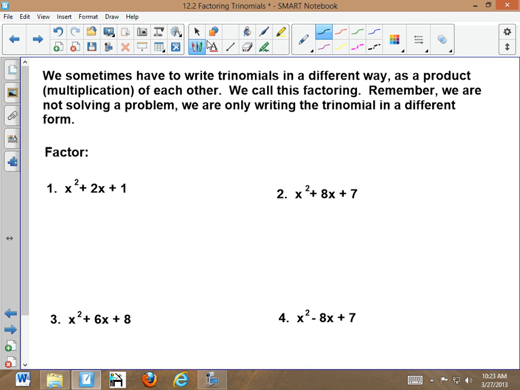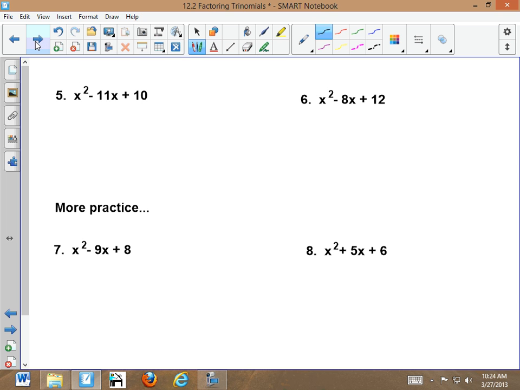The first thing we want to do, and I don't want to start with any of these. I do want to start with one that's a little more difficult. Let's start with number 6. So the first thing we do is we write our two parentheses. We go like this and like this, because that's how our answer is going to have to be. And we have x squared. In order to get x squared, you have to go x times x. So this is our first step right here.